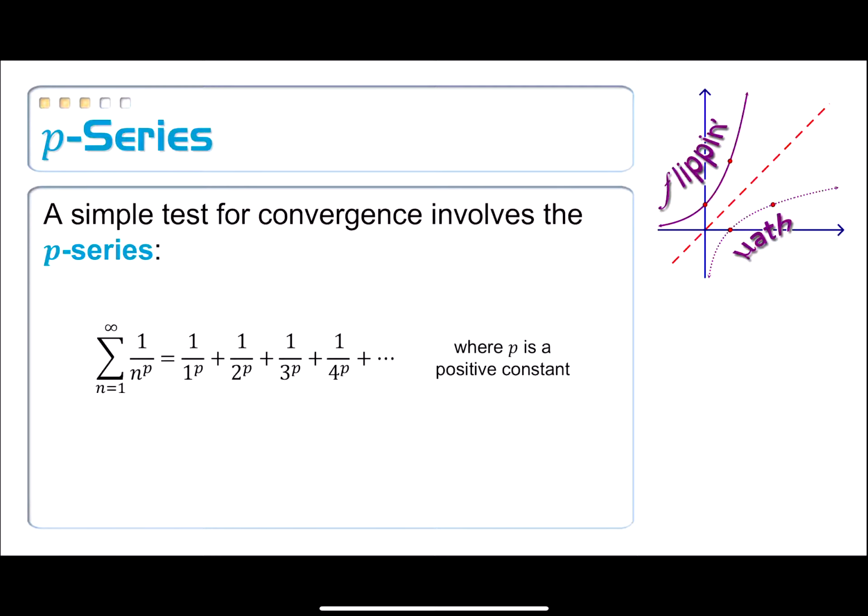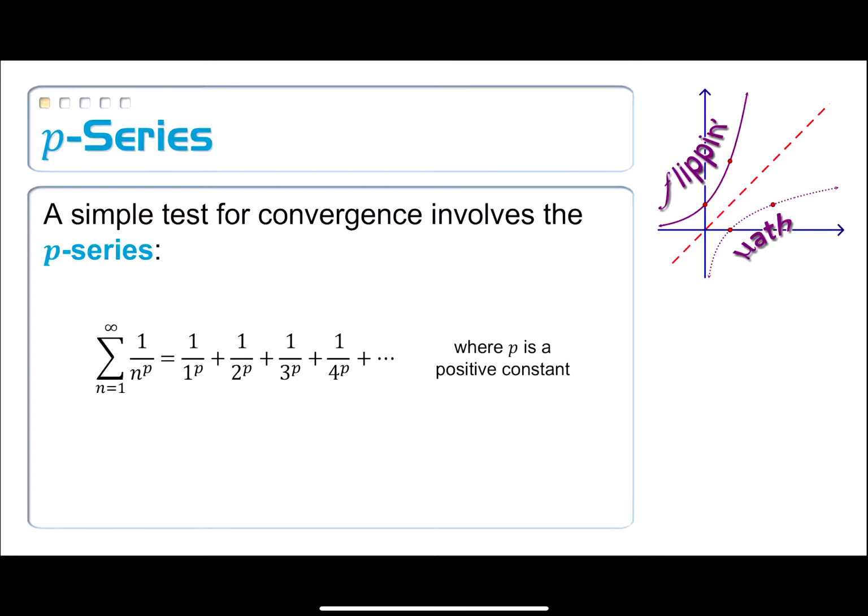All right, a super simple test for convergence involves what's called a P series. It will be even easier to apply than the geometric test, as you'll see. So our series has to look like this. We have the sum from n equals 1 to infinity of 1 over n raised to some p power, and this p has to be a positive constant.